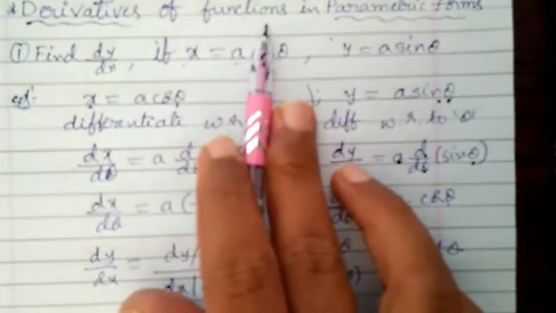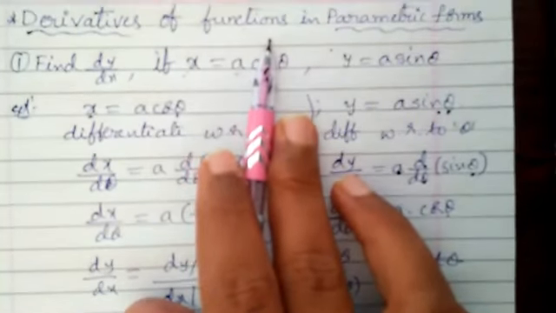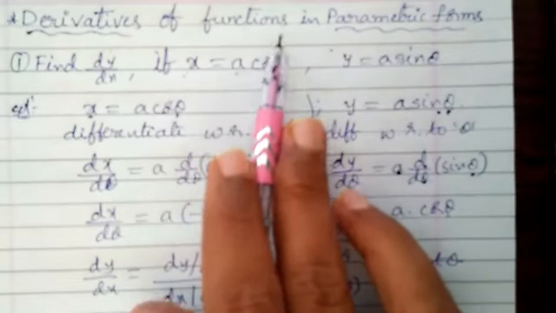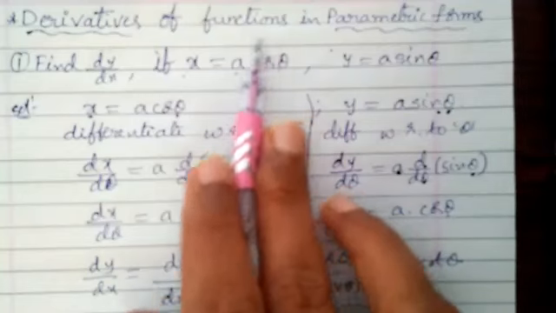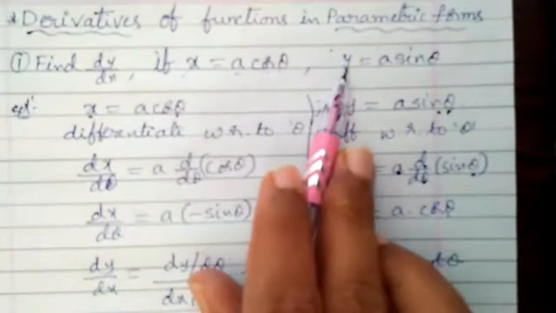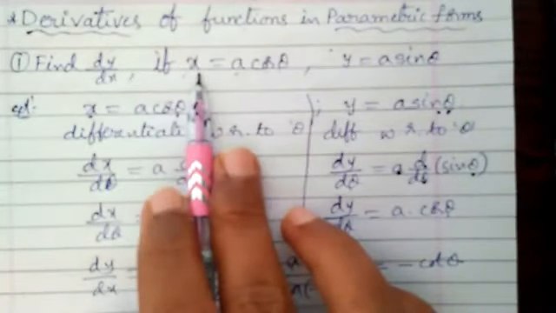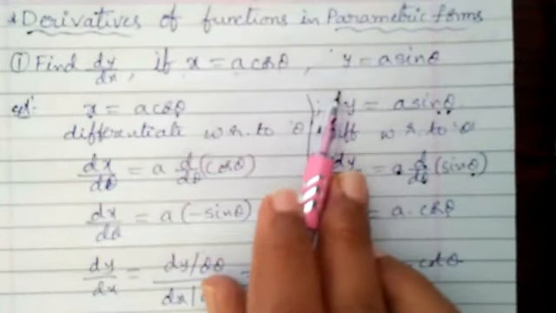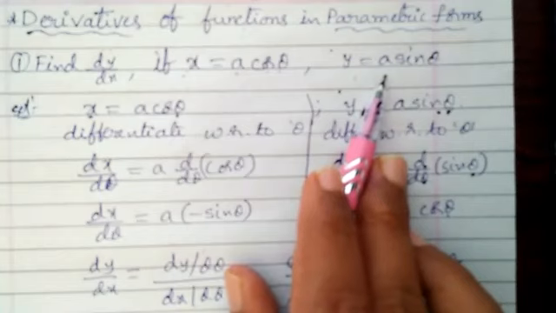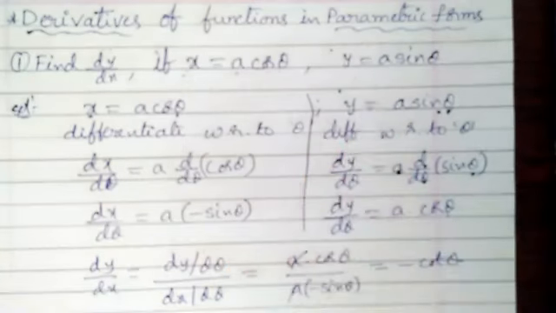Actually we are taking functions, and a function has one variable, that is x. The complete function is denoted by y. Y is the dependent variable and x is the independent variable. But in this parametric form, for the sake of x and y, we take one more variable, which is called the parameter.